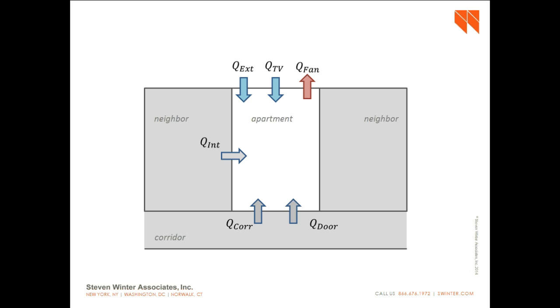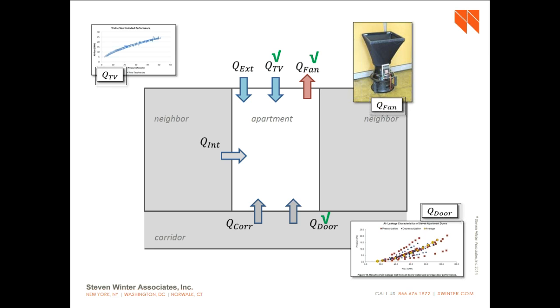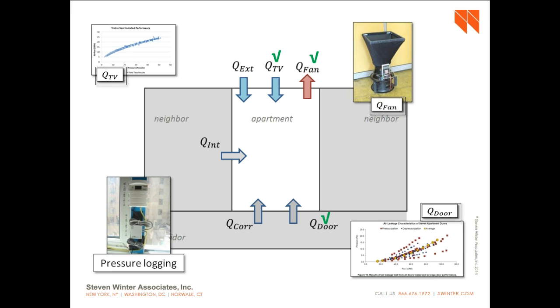So what we're trying to do is quantify these airflows. So we're using Energy Conservatory Flow Blaster for fan flow measurements from the exhaust fan. We're using pressure measurements for the trickle vents, and the same for the door. We measure the door leakage as well. And then we use data loggers to watch this pressure over time and see how this building reacts over the long term.